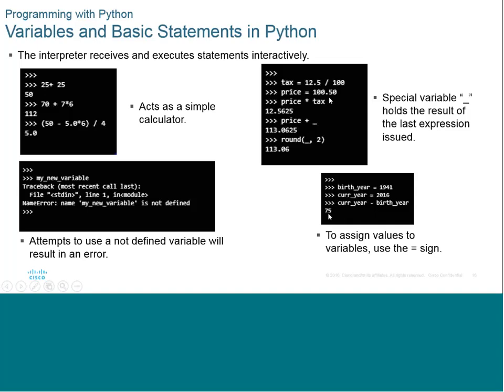This will give us the age. The first one is 1941, and now it is 2016. So we have current year minus first year.